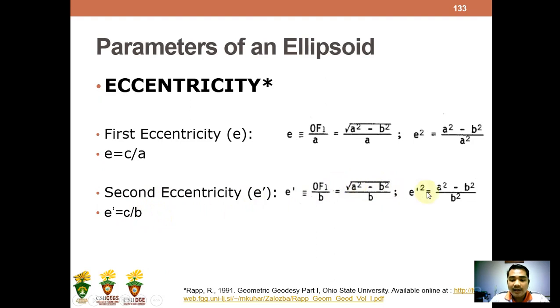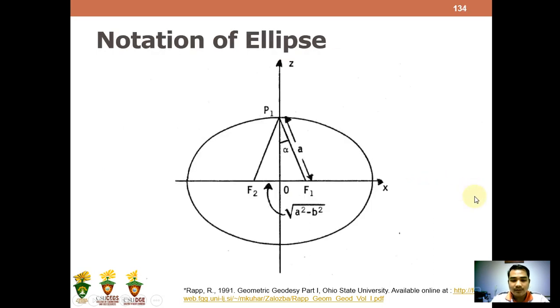So that is the formula now: e prime is equal to the square root of a squared minus b squared, all over b. Or if we square both sides, e prime squared is equal to a squared minus b squared all over b squared. Right, so let's go back to this illustration.